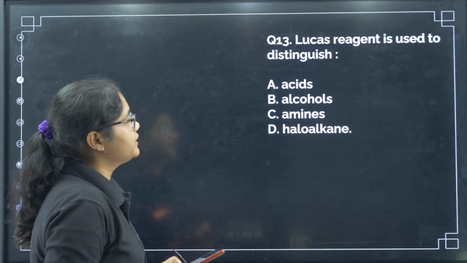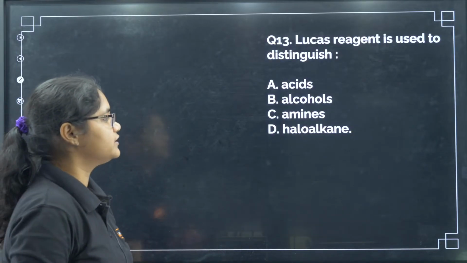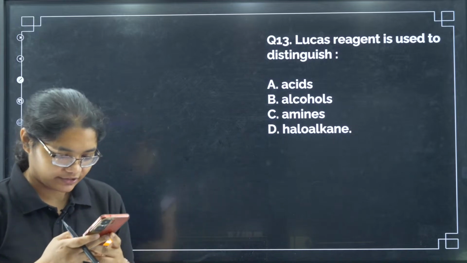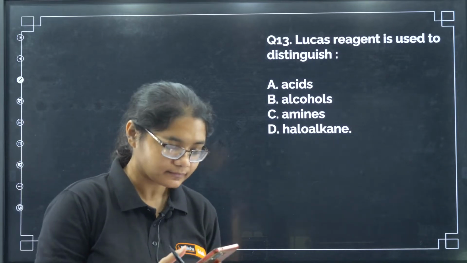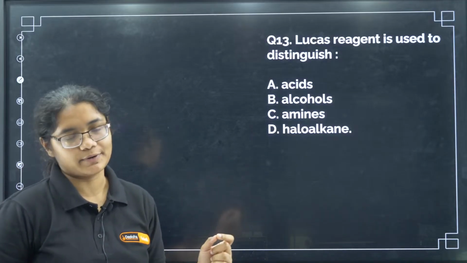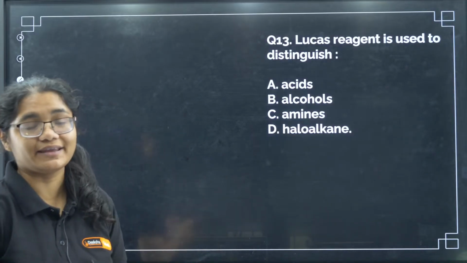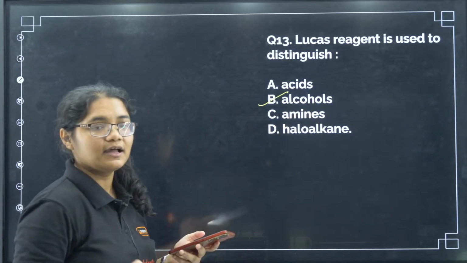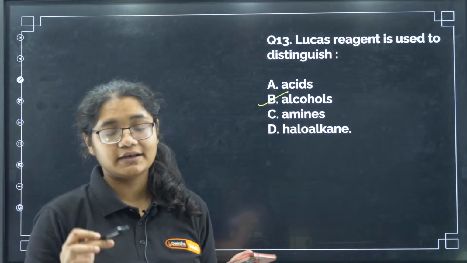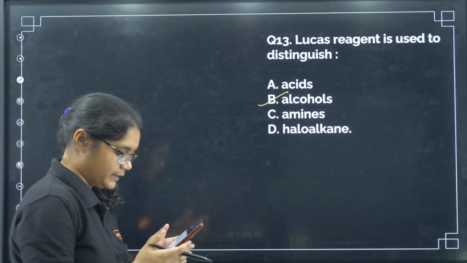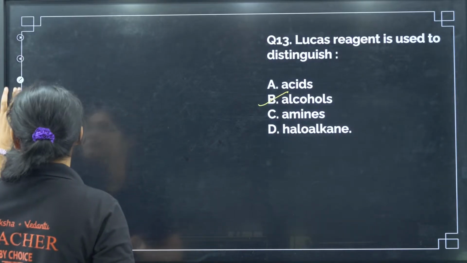Yes, 13th question, Lucas reagent is used to distinguish. Why do we use Lucas reagent? For what purpose? To distinguish acids, alcohols, amines or haloalkanes. So today in the first question only we have discussed about the Lucas reagent. It is used to distinguish alcohols. Tertiary will react immediately, secondary will react after 5 minutes, and primary will react on warming or heating. Okay, so B is the correct answer.